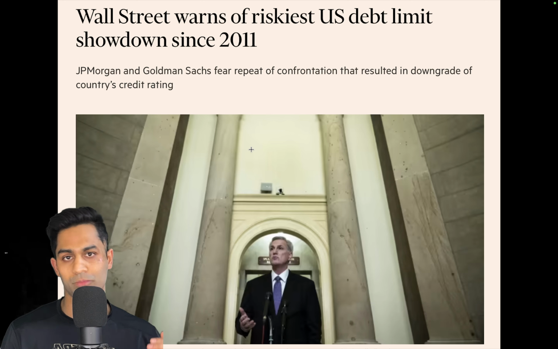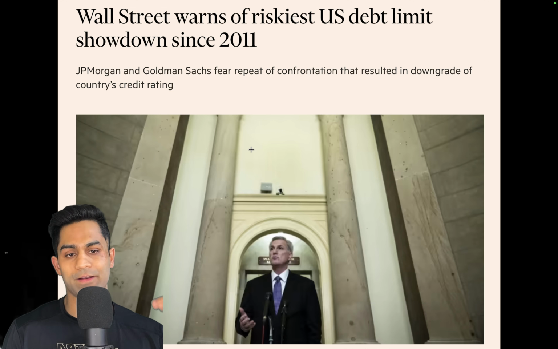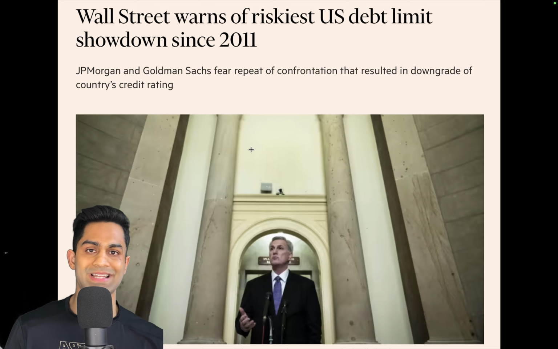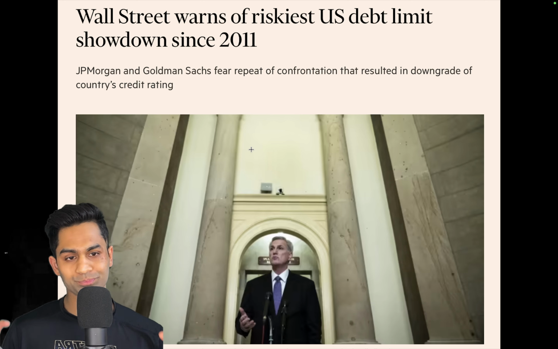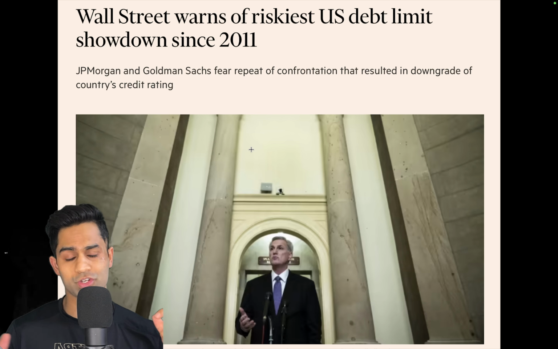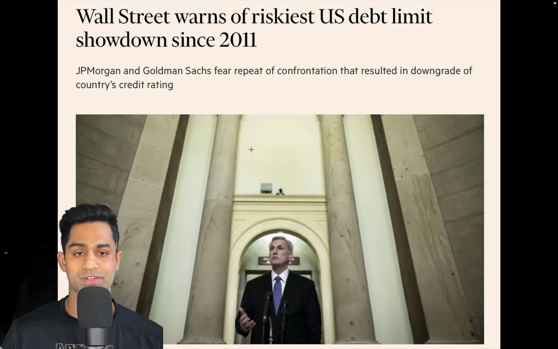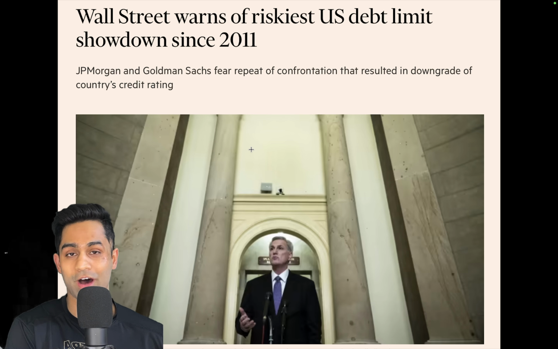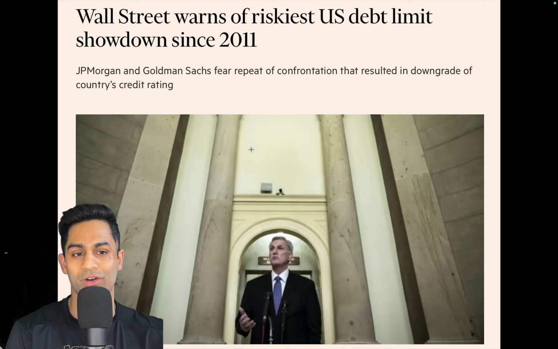Now, moving forward, this is going to be one of the riskiest debt showdowns since 2011, and the reason is because the probability is rising, and unfortunately, we do have people in Congress that could cause some economic damage to the United States because of just where we are in the government. There's just so much divide, and so much controversy and conflict within Congress as well. So Wall Street warns of the riskiest U.S. debt limit showdown since 2011.